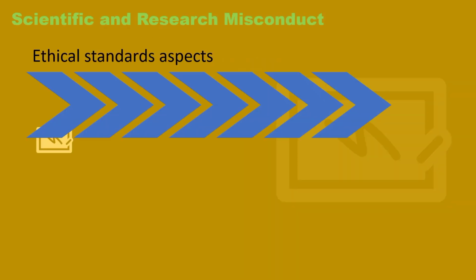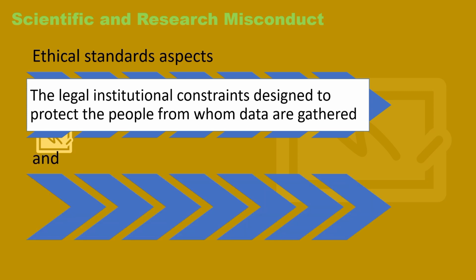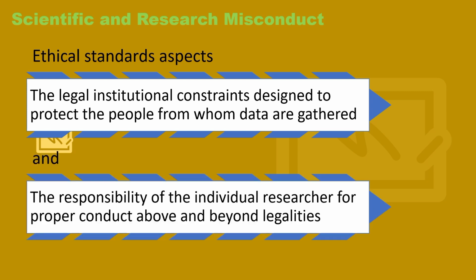As Kretwal stated, ethical standards are in effect a constraint on research and they can be divided into two aspects: the legal institutional constraints designed to protect the people from whom data are gathered, and the responsibility of the individual researcher for proper conduct above and beyond legalities.